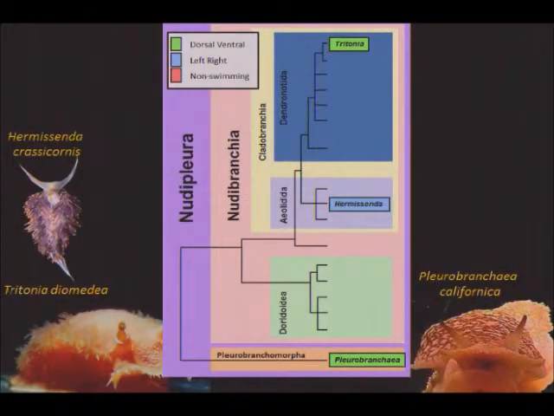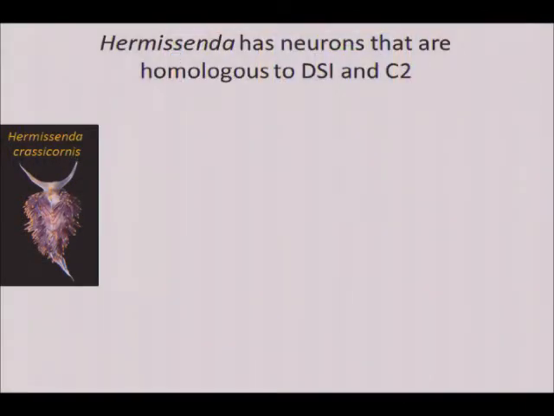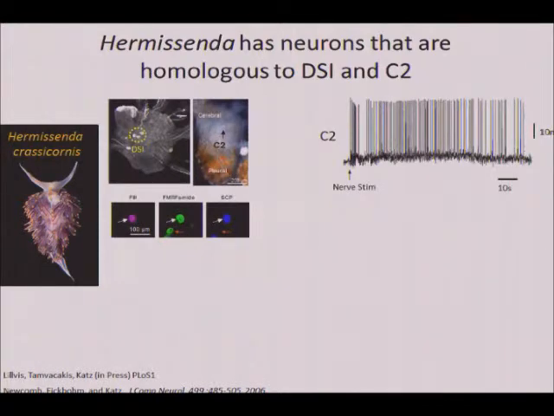Well, what if we look across the phylogeny? Hermissenda is an animal that doesn't swim like Tritonia and Pleurobrachia. What is serotonin doing to the DSI and C2 homologs there? Well, first, we've identified the DSI homologs. This is work from Jim Newcomb when he was in my lab. And now Josh has identified the C2 neurons, and once again, they're FMRFamide and SEP positive. And in response to nerve stimulation, they don't show bursting, which you would expect for an animal that doesn't swim like Tritonia.